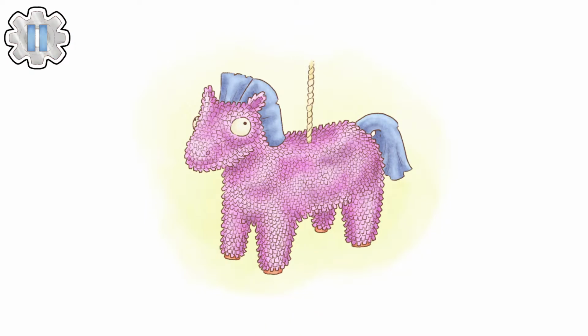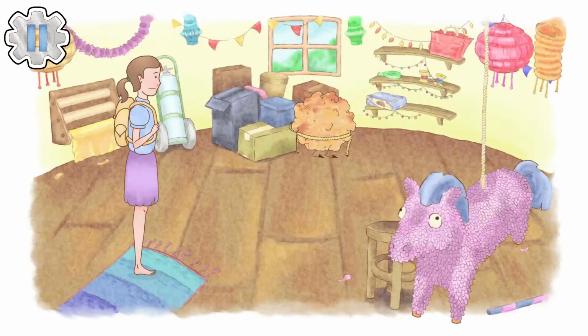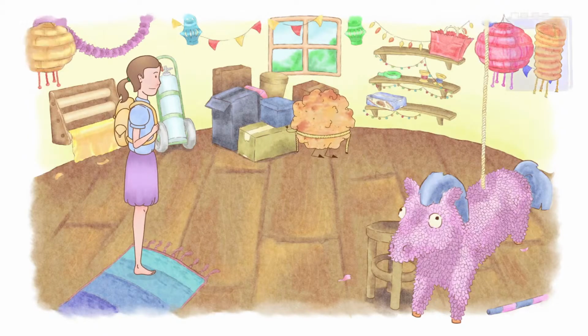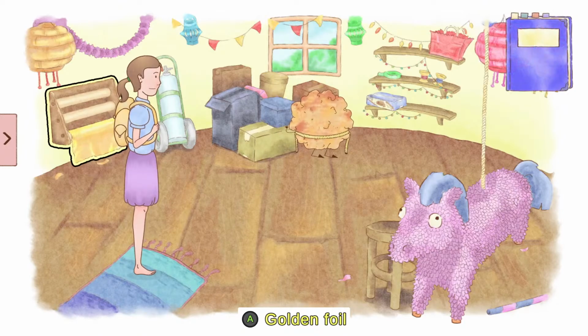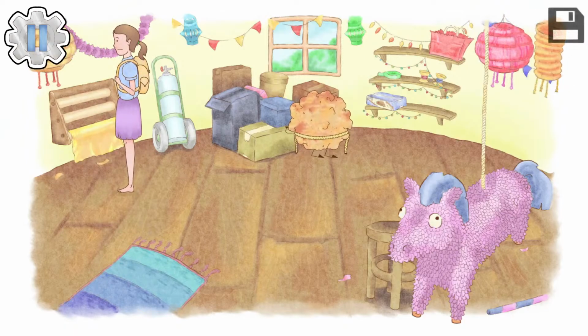Suspended from the ceiling from a thin rope is a pink paper-frilled horse, with big eyes and a blue mane and tail. Oh, I love piñatas. So do the Crumbles. But a piñata without any sweets to put inside isn't fun for anyone. A red paper party bag suspiciously shuffles on a high shelf. New diary entry. Golden foil.